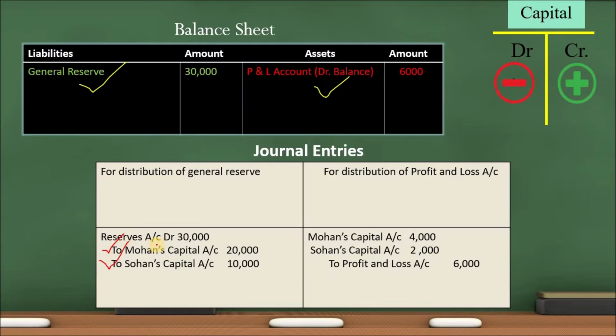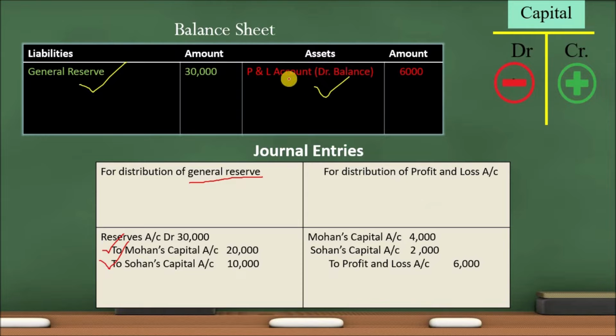and Sohan, so their capital accounts are credited and reserve account is debited, and this 30,000 is divided in old ratio. The old ratio is 2:1. So 30,000 divided in 2:1 is 20,000 and 10,000. This is for distribution of general reserve.